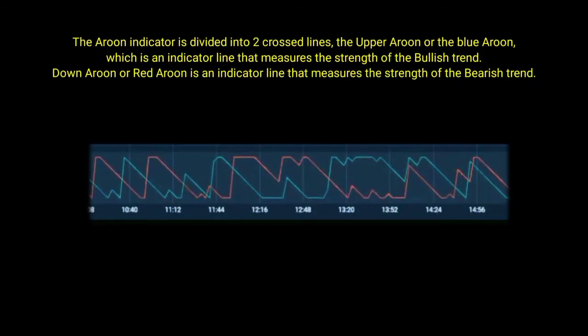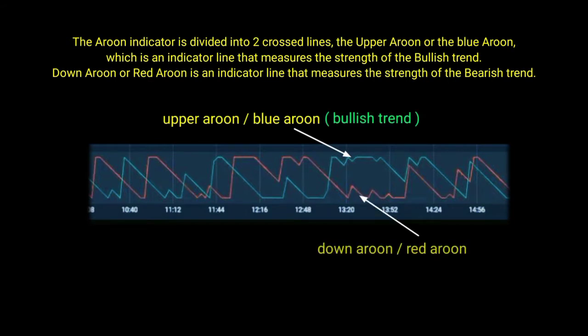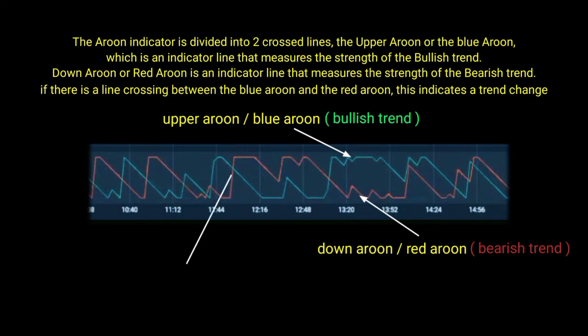The RUN indicator is divided into two crossed lines. The Up Run, or the blue run, is an indicator line that measures the strength of the bullish trend. Down Run, or red run, is an indicator line that measures the strength of the bearish trend. If there is a line crossing between the blue run and the red run, this indicates a trend change.